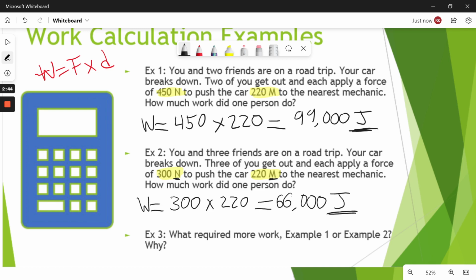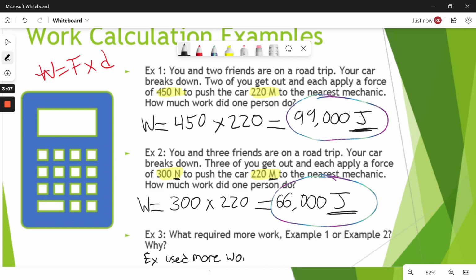Example 3: what required more work, example 1 or 2, and why? Well, if we look at our 2 answers, we know that example 1 required more work. So I'm going to write that: example 1 used more work.